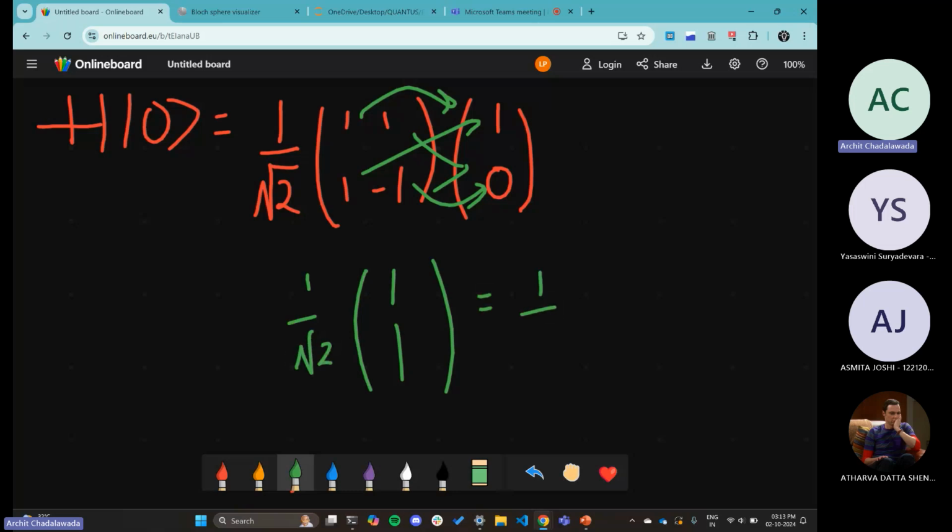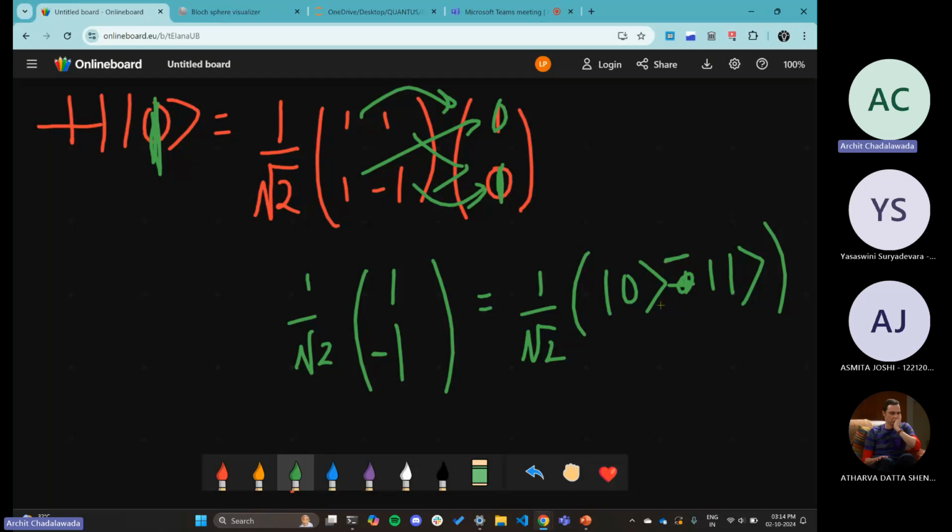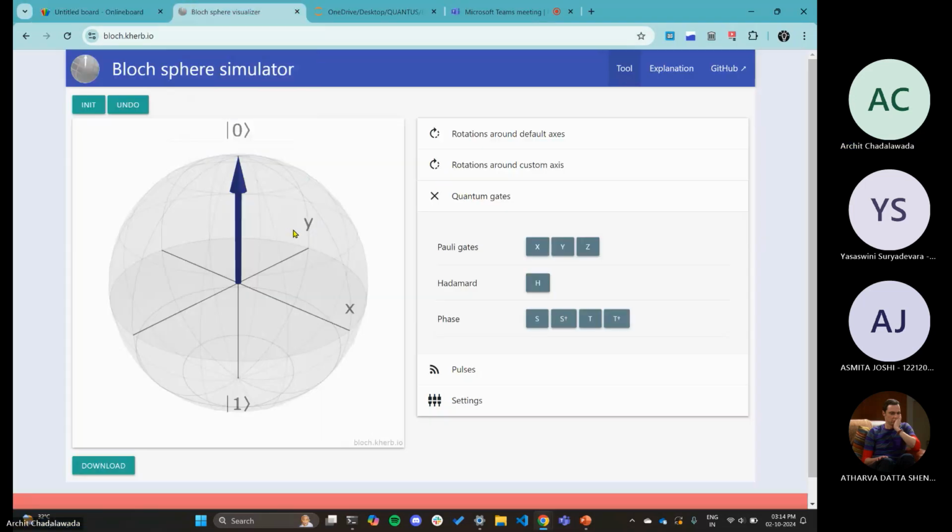So what we've got is 1 by root 2 into ket 0 plus ket 1, which is an equal superposition state. Similarly, if you multiply the Hadamard with 1, we simply multiply this by 0, 1, and we should be getting a minus state here, which represents a 180-degree phase shift. Let's visualize exactly how this looks on a Bloch sphere.